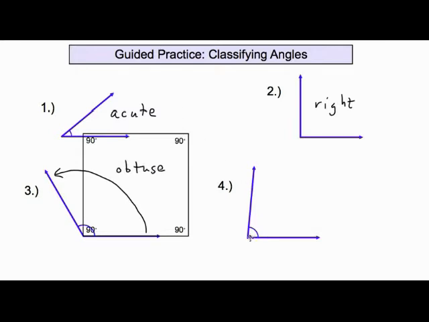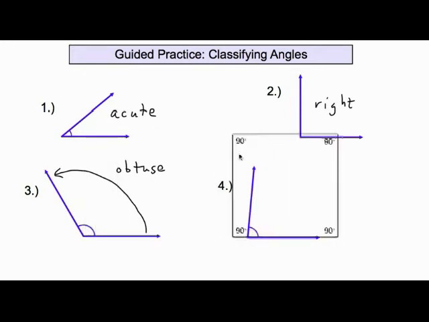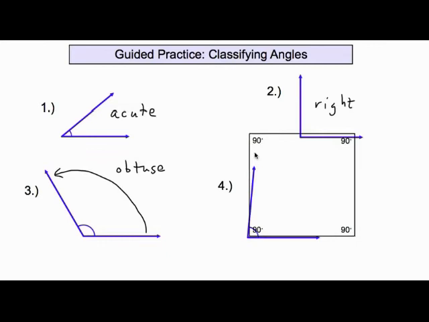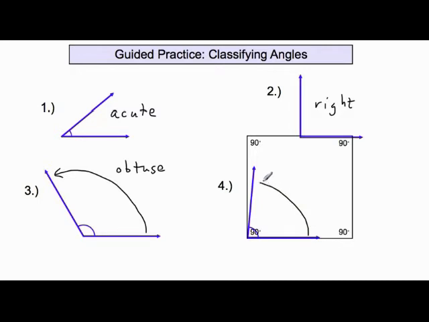And then the last one's pretty close to 90 degrees. So let's just put our square corner up to the vertex and see if we're measuring from one ray to the other. It doesn't quite reach all the way up to the 90 degree line. So this one is also an acute angle.